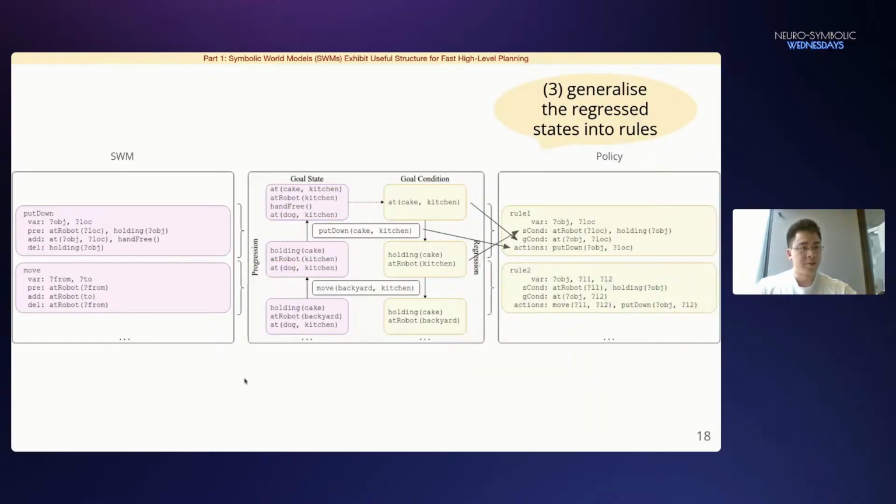So the final step of this approach is we generalize these regressed states into rules. We can map certain components of goal conditions, the actions, and regressed states into parts of the rules. And then we lift the objects. So for example, the cake is now a reusable variable object, and similarly the kitchen as a location. And we do this with every regressed state.